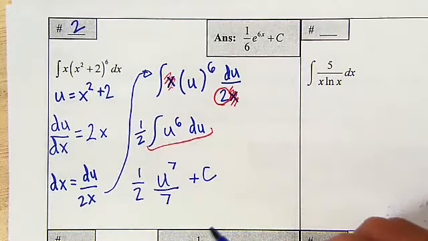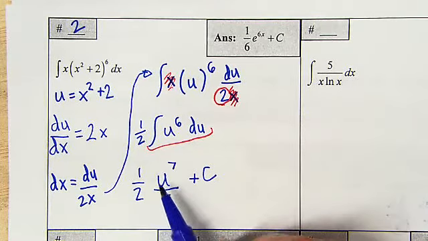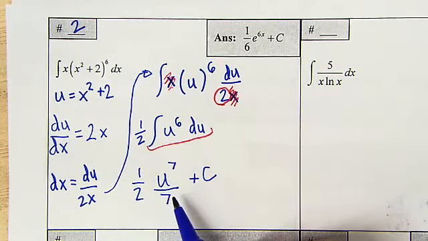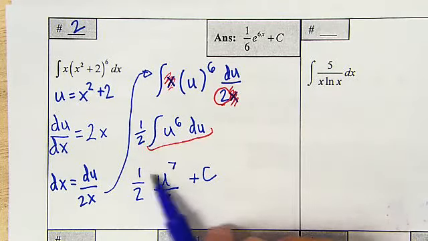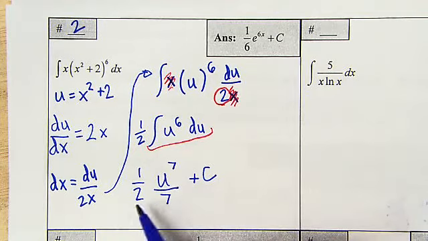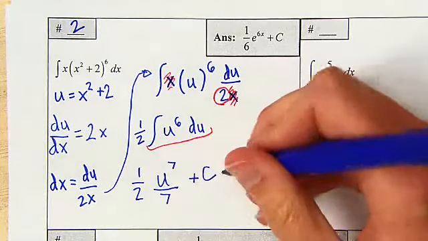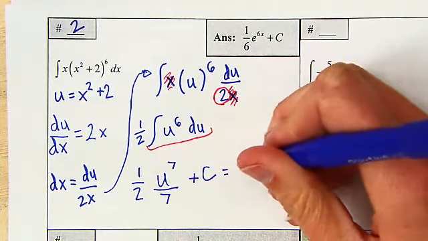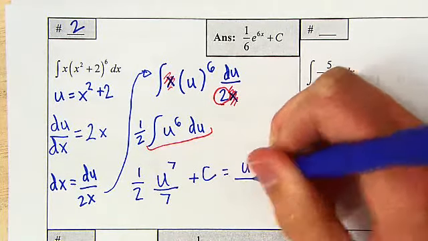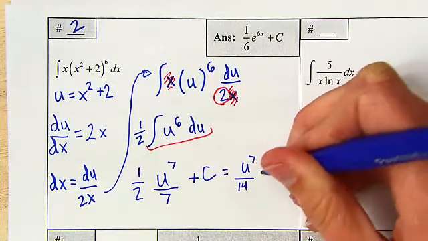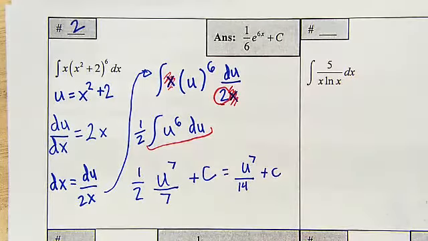What I can do now in my last step is I can actually go ahead and multiply this 1/2 times the u to the 7 over 7. So I can just multiply the numerators together and then those denominators together. So I end up getting, I'll just write over here, u to the 7 over 14 plus c.